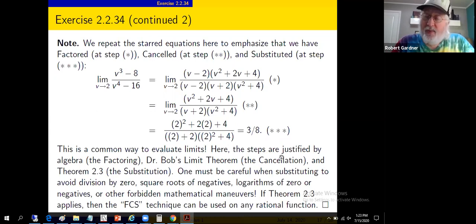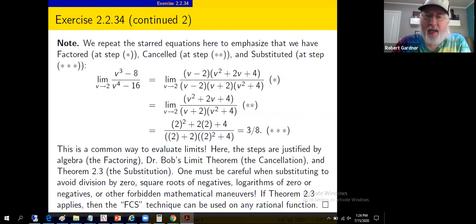The cancellation we can justify. The substitution, actually, it's the substitution that might be tricky to justify. Here, rational function, good to go. You have to be careful when substituting to avoid division by 0. Square roots of negatives are going to be a problem. Logarithms of 0, logarithms of negatives are going to be a problem. Or other forbidden mathematical maneuvers. Tangent of pi halves isn't defined, for example.